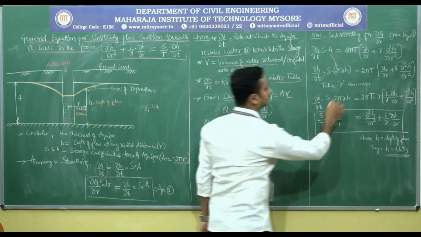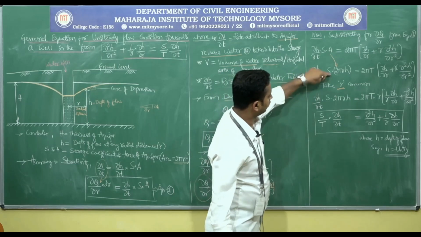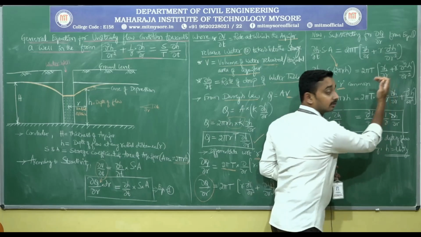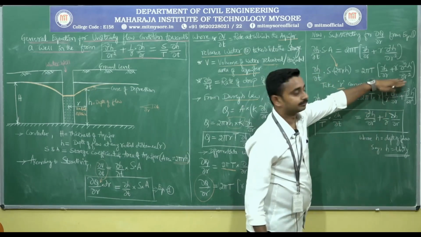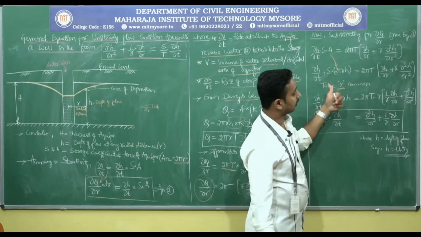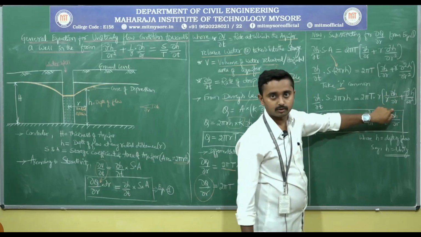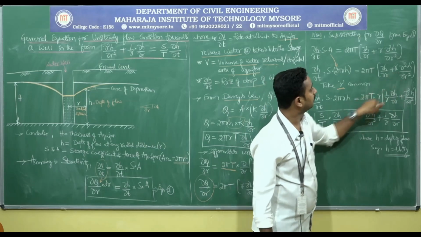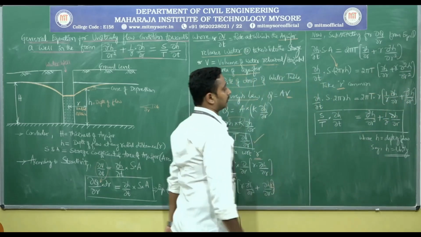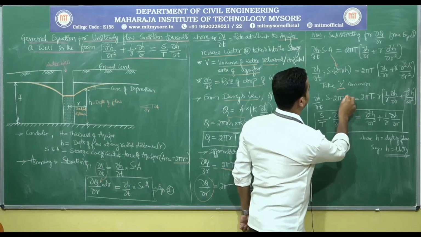Now take R common. ∂H by ∂T into S as it is, 2πRH as it is. Take R common from this term, 2πT as it is, so this term becomes 1 by R into ∂H by ∂R plus ∂²H by ∂R². Okay, now here 2πR cancels, right?